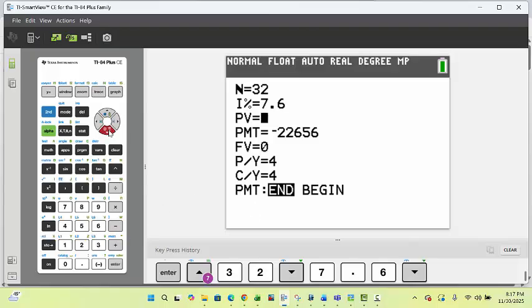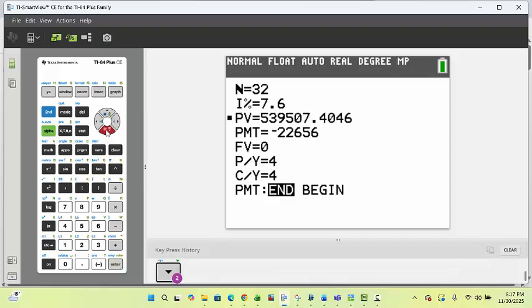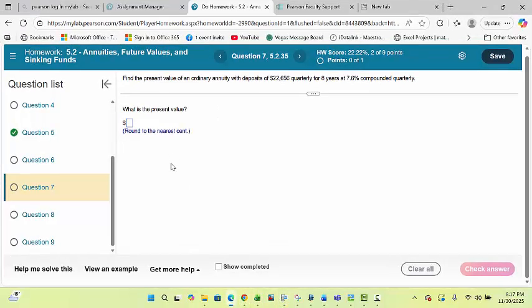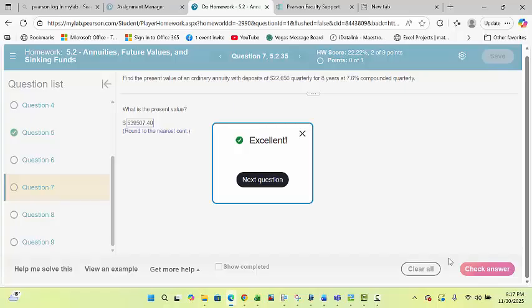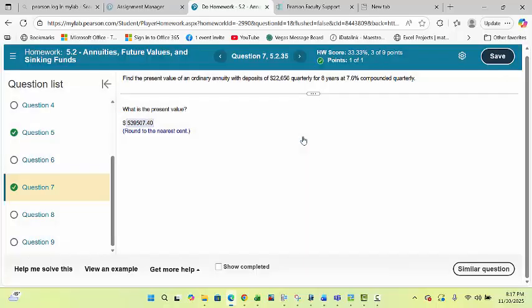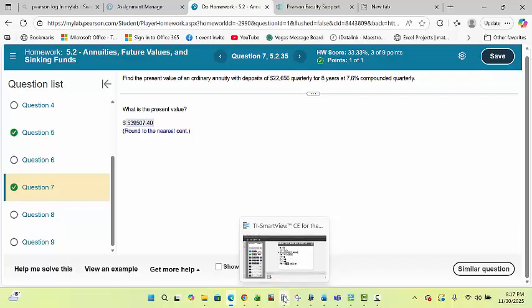Let me highlight PV. Alpha solve. So hopefully it's 539,507.40. Excellent. So we can pop this in the calculator real quick.